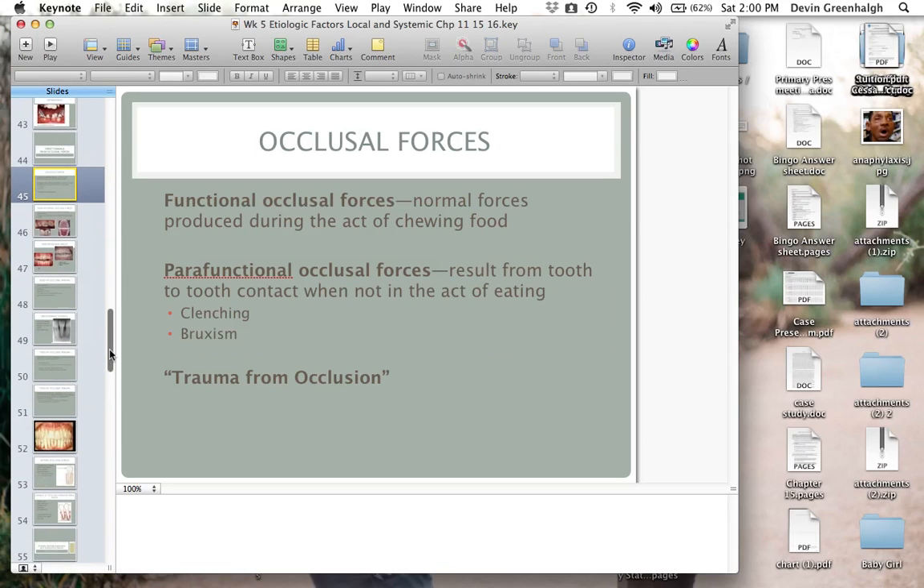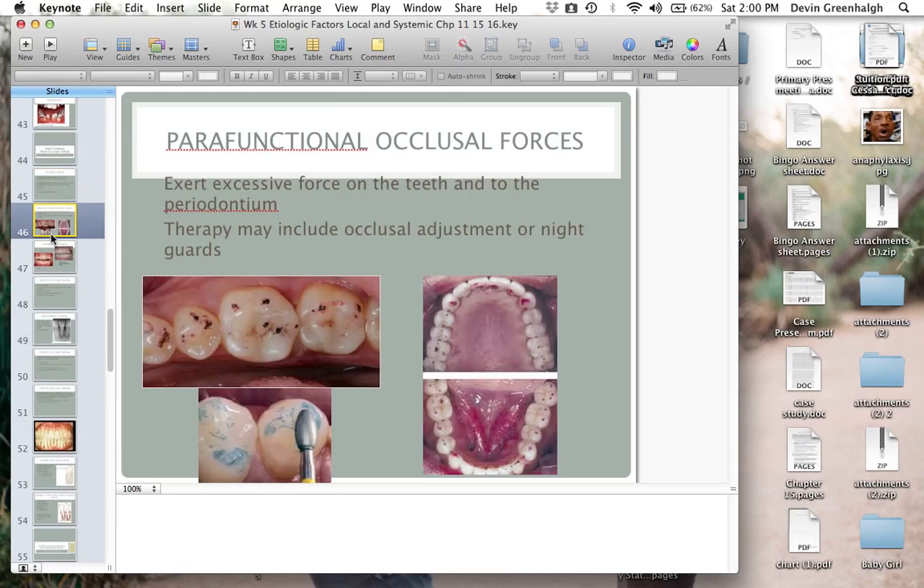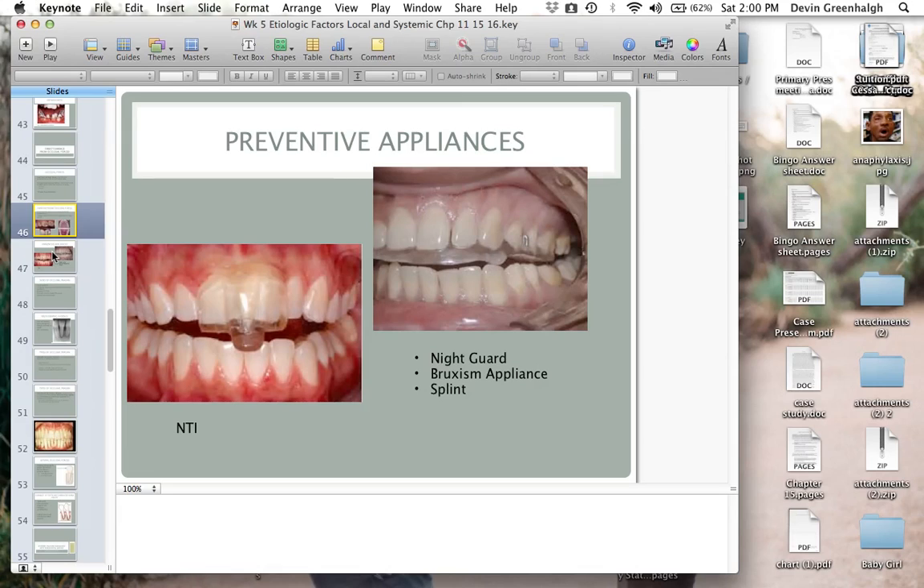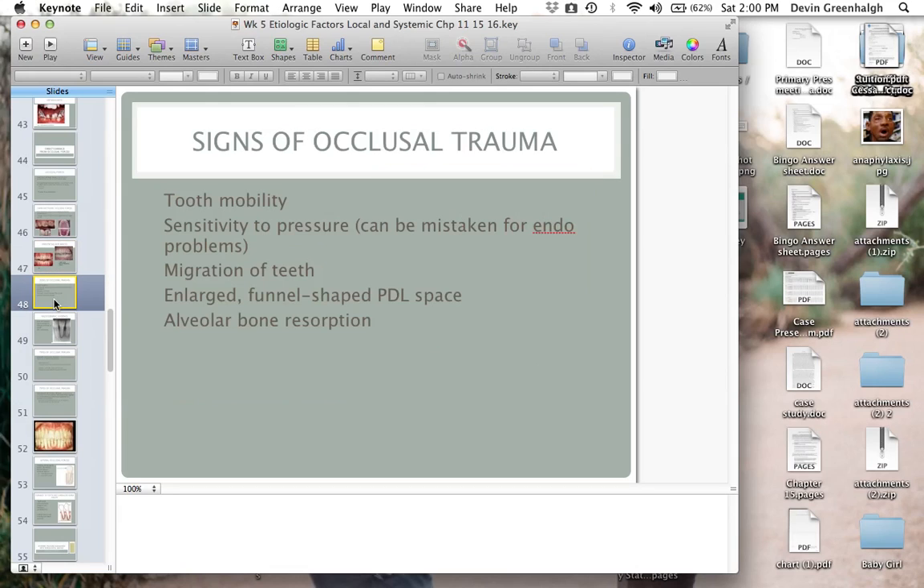So you can have functional occlusal forces. These are normal forces produced during the act of chewing. And then parafunctional, which result from tooth-to-tooth contact when not eating, such as clenching or bruxism. So here's more in-depth info about parafunctional occlusal forces. You have excessive force on the teeth and the periodontium. In order to fix this, you possibly need occlusal adjustment or night guards. Or you can have preventive appliances, like a splint, bruxism appliance, or a night guard.